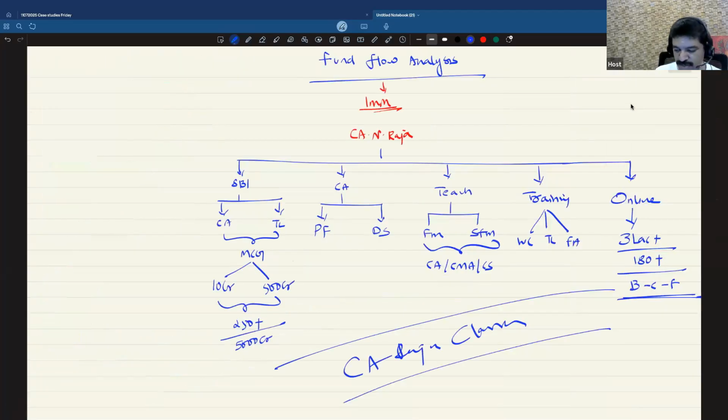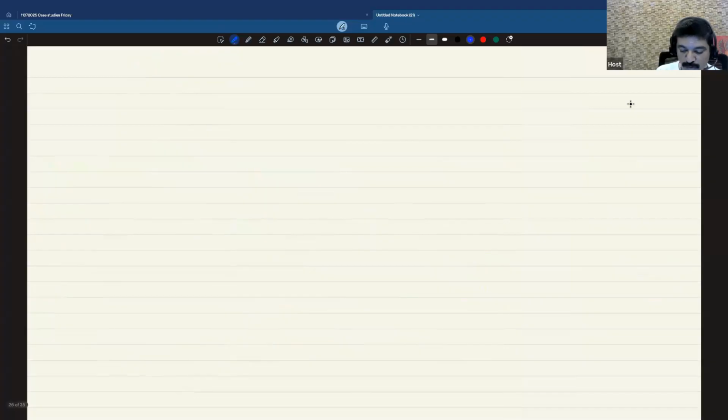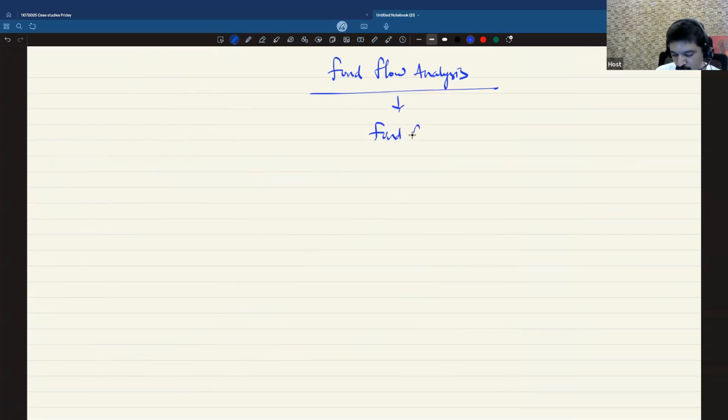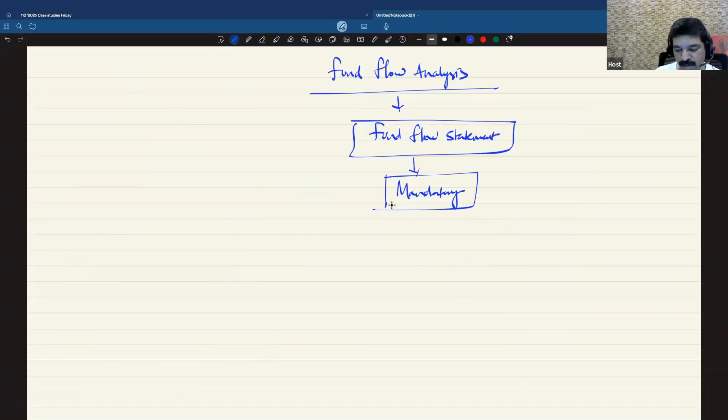The focus of today's session is fund flow analysis. When I say fund flow analysis, it means we are going to analyze the fund flow statement. Is this fund flow statement a mandatory financial statement? Do any of you have an idea about that? If you ask me, the answer is no.